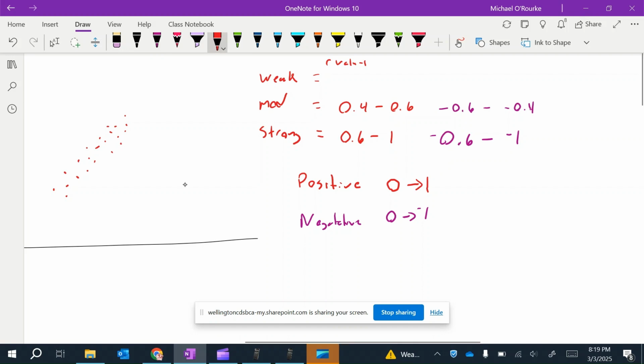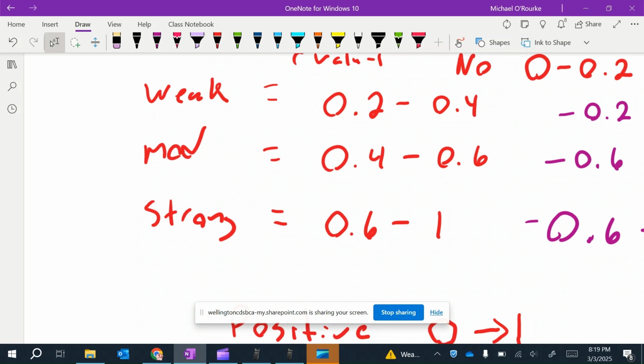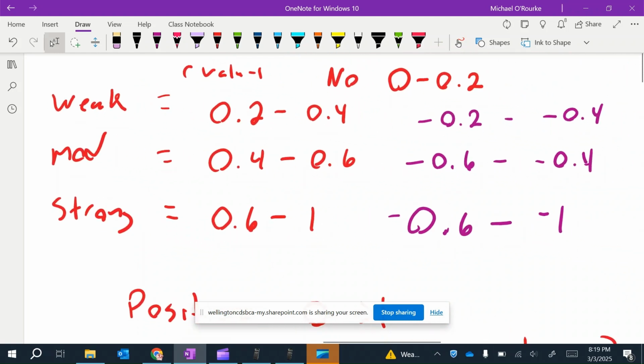For weak, we're at 0.2 to 0.4, which would be negative 0.2 to negative 0.4. And lastly, no correlation, which of course I didn't put any room here. No correlation is anywhere from 0 to 0.2, and for negative, it would be the same. But generally, anywhere from -1 all the way to 1. These are the numbers up here that you want to memorize. These are your ranges that you need to pay attention to.